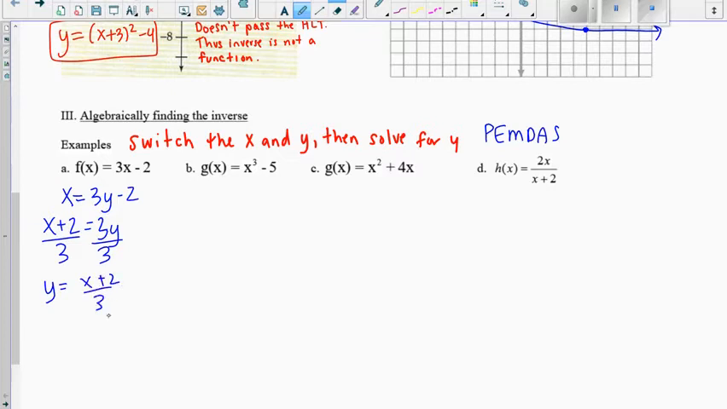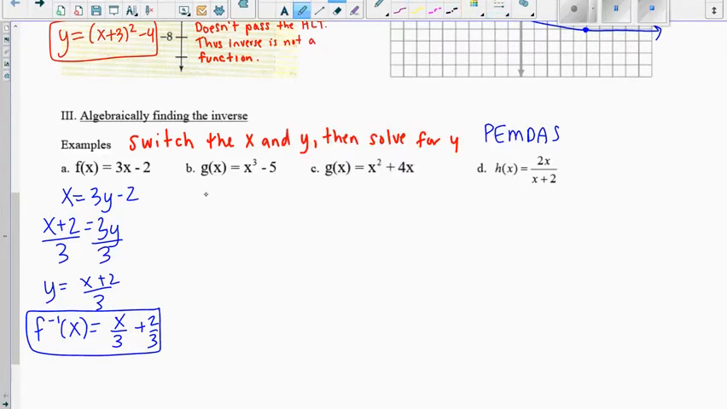This is just linear, so I know it is a function. So because it's a function, I can actually use my function inverse notation. So f inverse of x is equal to, and we can just separate those, x over 3 plus 2/3. So then for the next one, we're going to be doing the same thing.